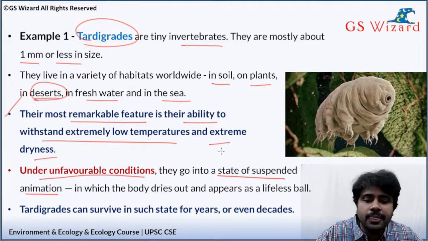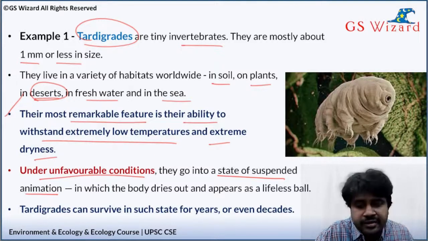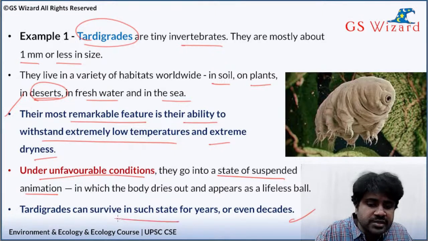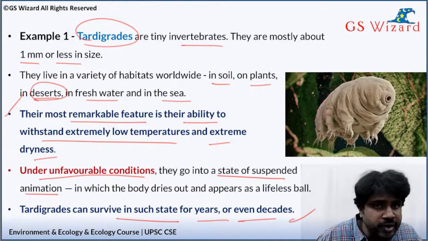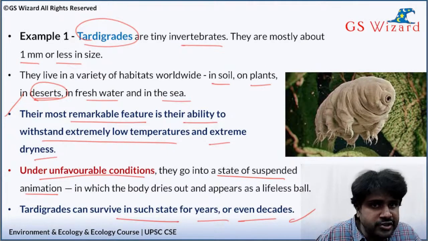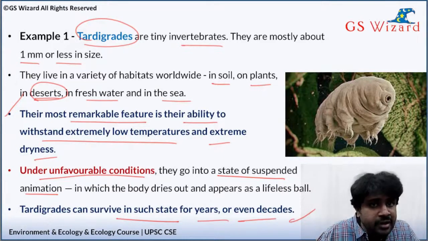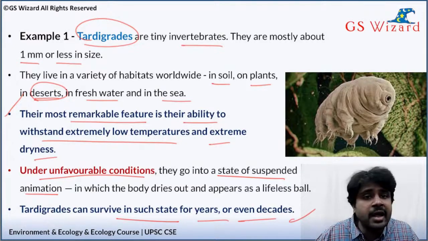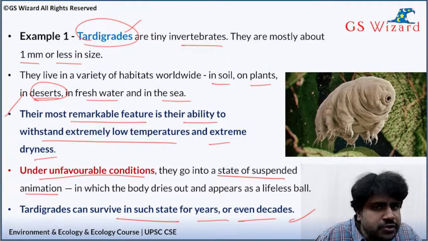Now, when conditions are unfavorable, tardigrades get into the state of suspended animation. And look at this. So amazing, right? Tardigrades can survive in this state for years or even decades. Even for 10 years or 20 years, they can remain in suspended animation. So it means they'll remain in suspended animation until conditions become favorable again. And then they'll become active again. That is their adaptation mechanism. That is the reason tardigrades are considered to be one of the toughest organisms.